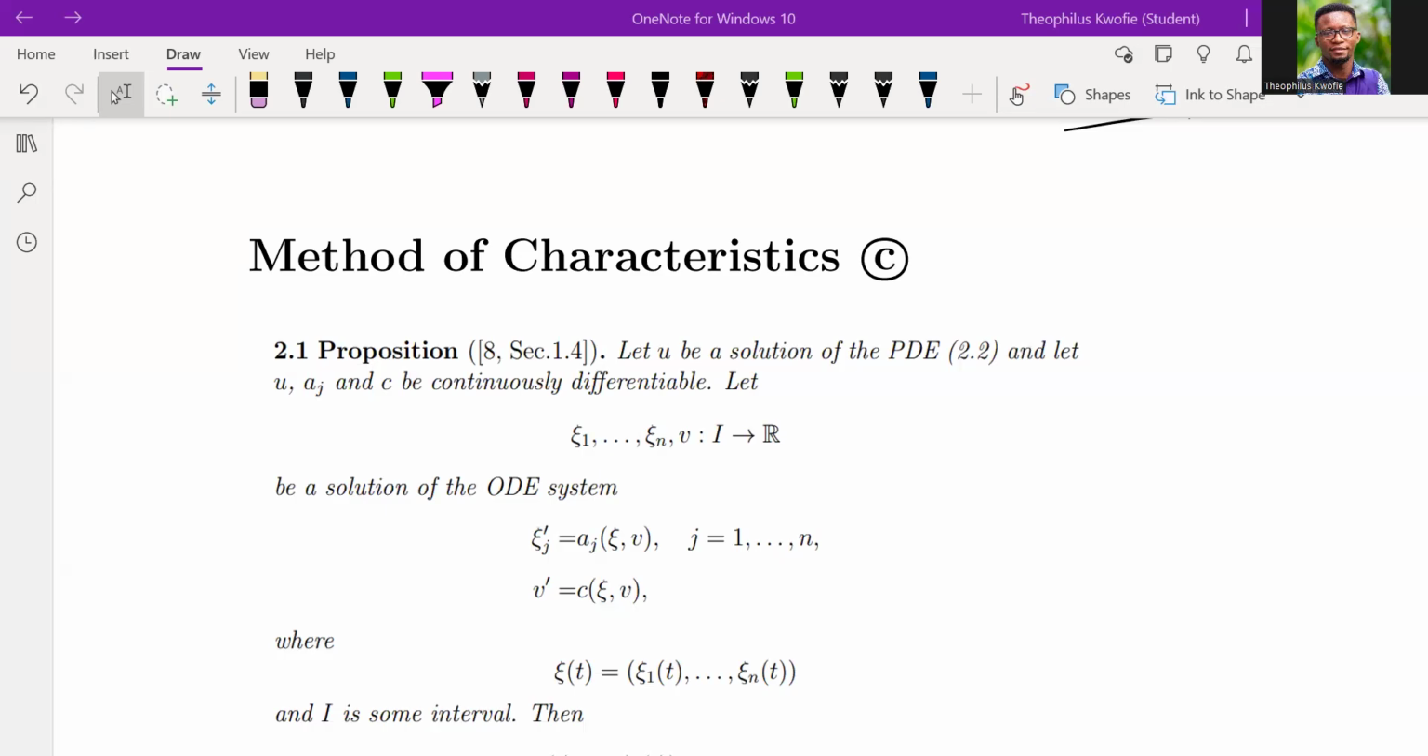In this particular episode, we are going to look at the method of characteristics. Are there some approaches that we can leverage to solve PDEs? This content is all about that.